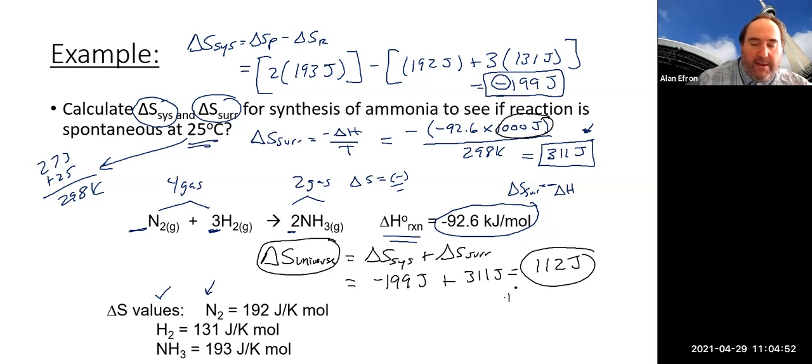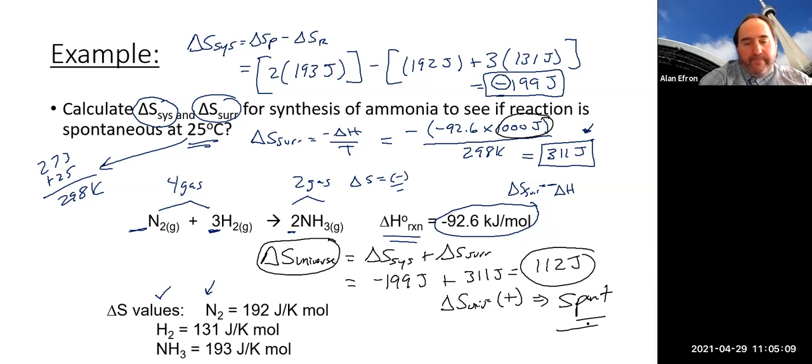This is now a positive number, which means the delta S of the universe is positive, which means that this reaction would be spontaneous because of that. Question on that there, or any part of that? By the way, this reaction is spontaneous.